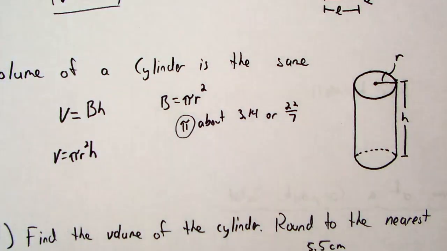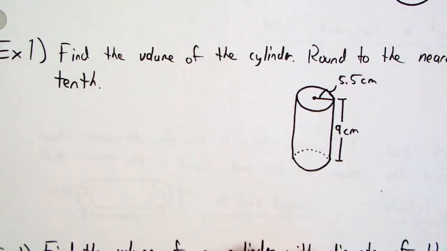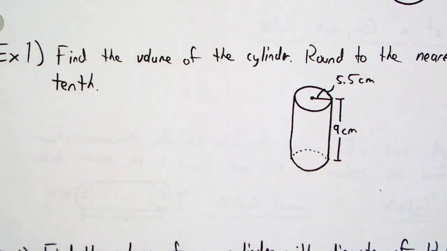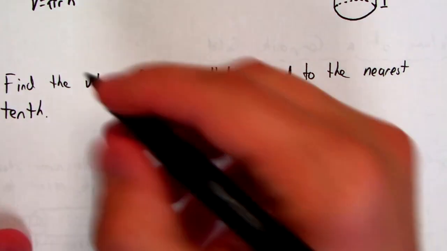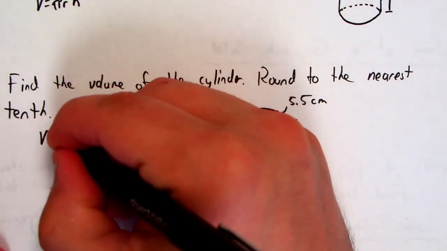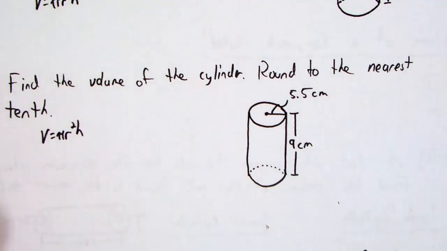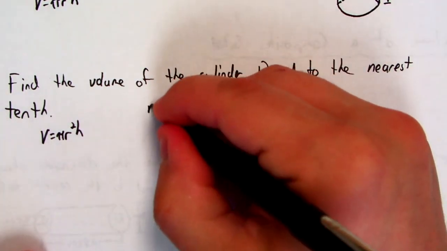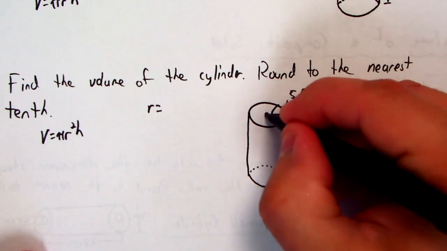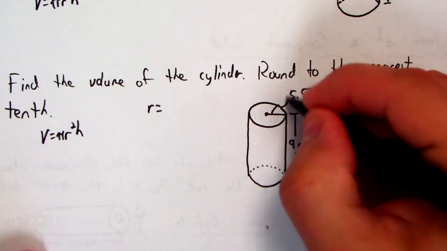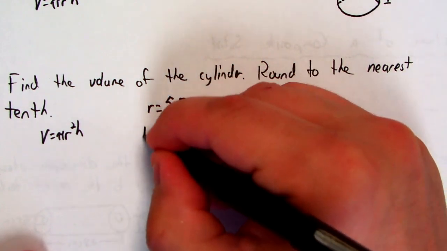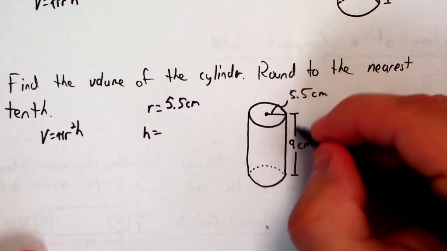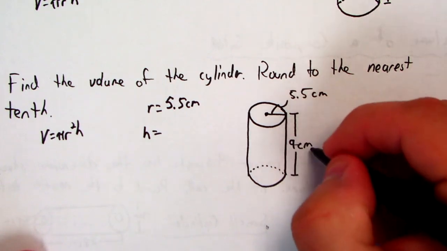So the next thing we want to start looking at is example 1. Example 1 says find the volume of the cylinder and round to the nearest tenth. So the formula is pi r squared h. In this case, r is the radius, which goes from, again, the center to the edge, and that happens to be 5.5 centimeters. And the height is from the top, again, to the bottom, so that would be 9 centimeters.